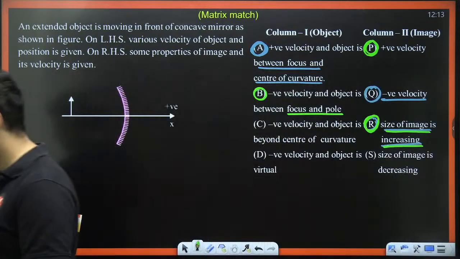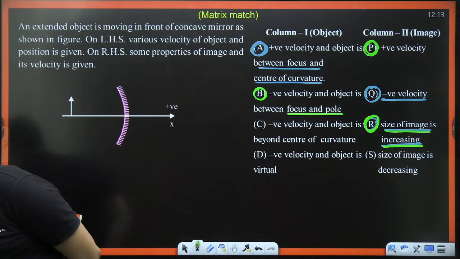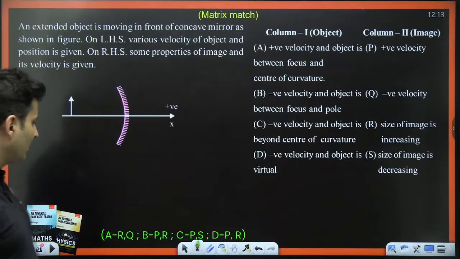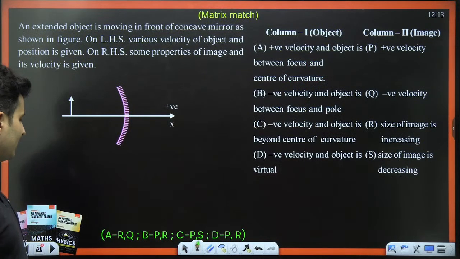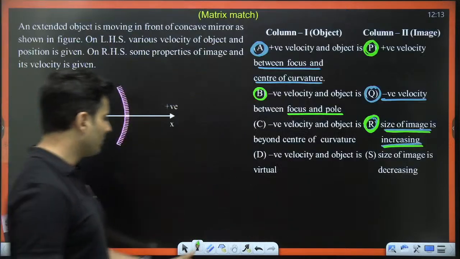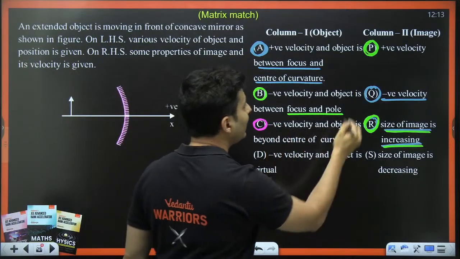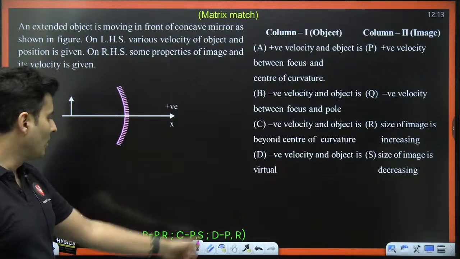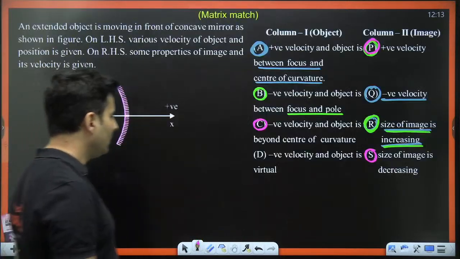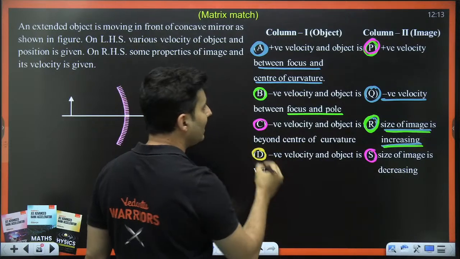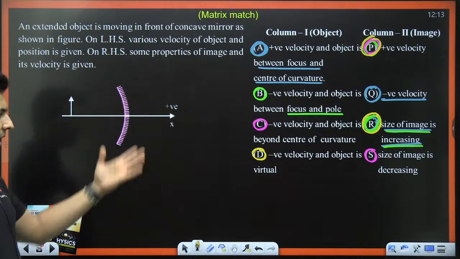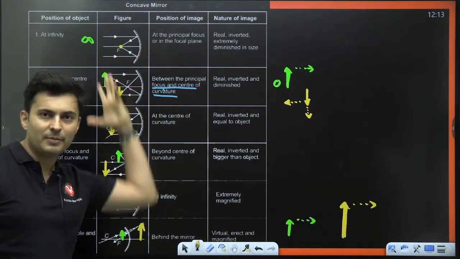Similarly, do it for C and D as well. Yes. What will it be? You figure it out and see if it is matching with P and S and P and R. Okay, C option is going with P and S, and your D option is going with P and R. That is this one. So that's how you will mark it. Okay, it's just straightforward from this particular ray diagram.